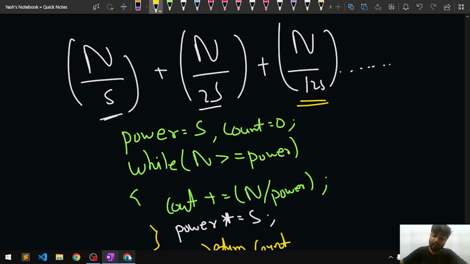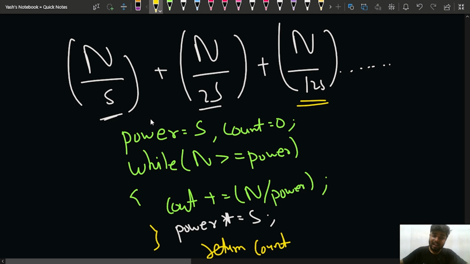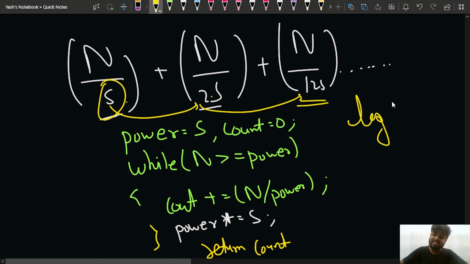Now if you ask what the time complexity is: you can observe that I'm moving from 5 to 25 to 125. I keep on multiplying the power by 5, and that's how I'm moving from 5 to 25 then 125. So the time complexity is logarithmic of n to the base k, and the k value here is 5.